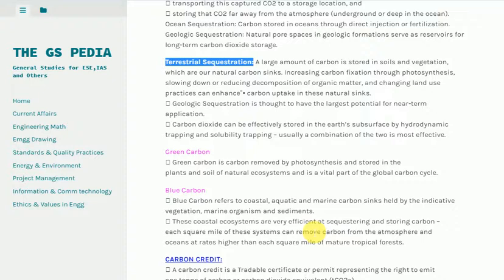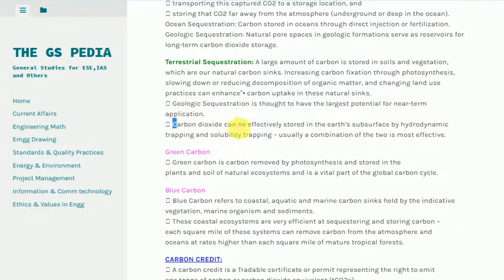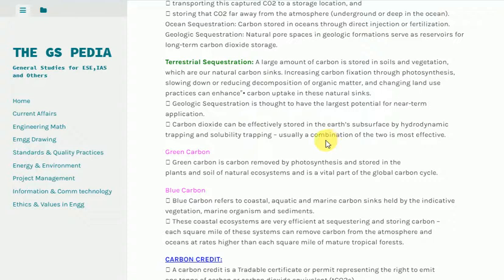Increasing carbon fixation through photosynthesis, slowing down or reducing decomposition of organic matter, and changing land use practices can enhance carbon uptake in these natural sinks. Geologic sequestration is thought to have the largest potential for near-term application. Carbon dioxide can be effectively stored in the Earth's subsurface by hydrodynamic trapping and solubility trapping. Usually a combination of the two is most effective.